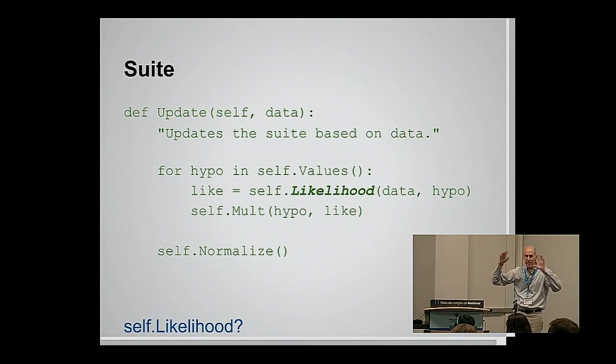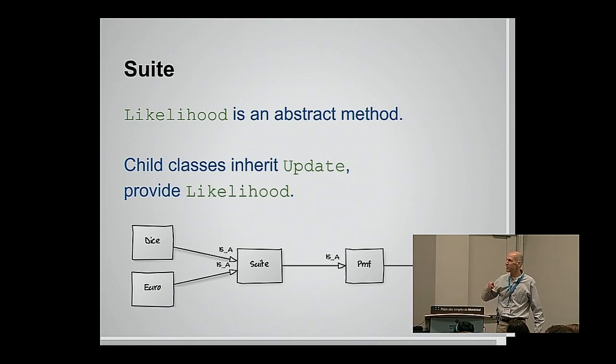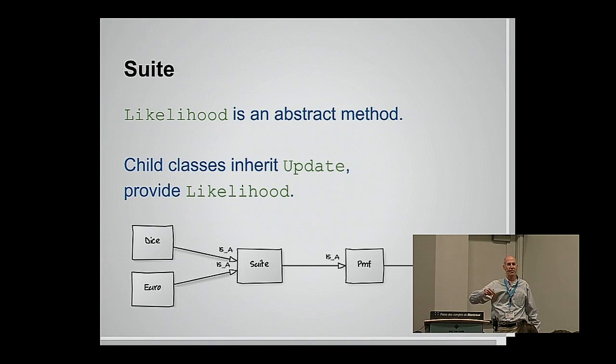Now, the only part of this that's possibly confusing is that I haven't given you a likelihood function. In general, the suite class does not provide a likelihood function. The way this works, the suite class is like an abstract parent class. It contains the Bayesian framework. When you want to use it, you extend suite. You define a new class that inherits from suite and that provides the likelihood function. And we're going to see two examples. So over there on the left, dice and euro are two classes that we're going to work with in a couple of minutes. Each of them is a child class of suite. It inherits update, and it provides likelihood.